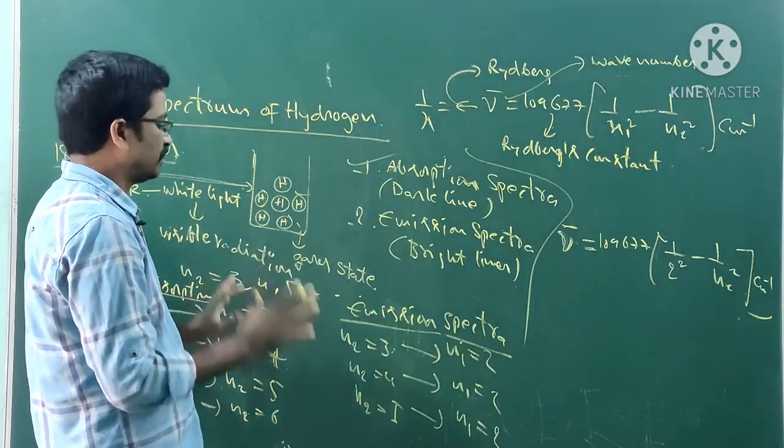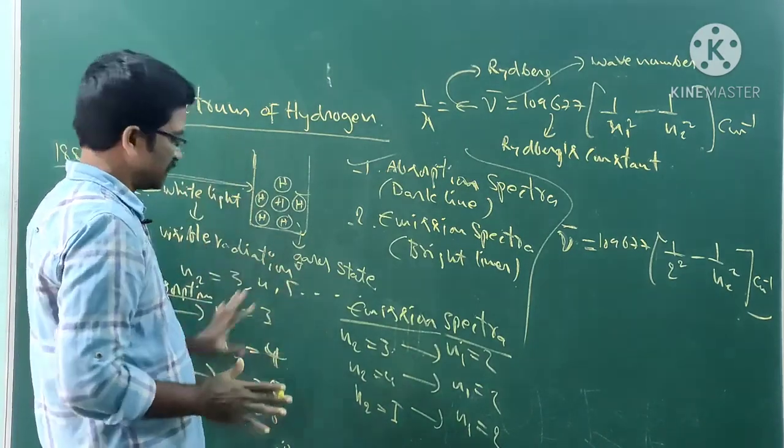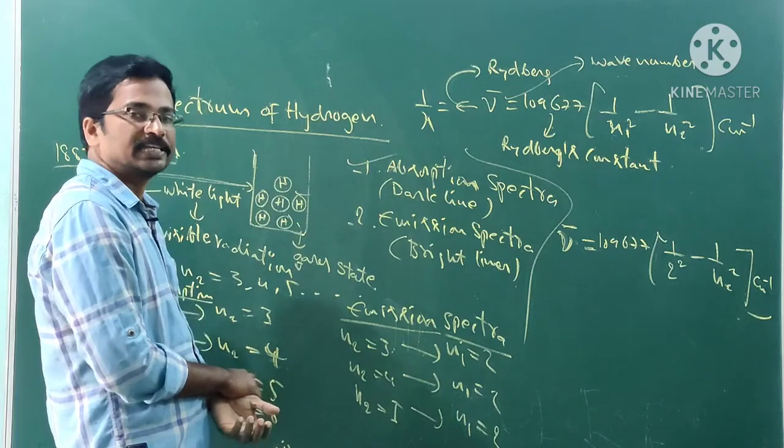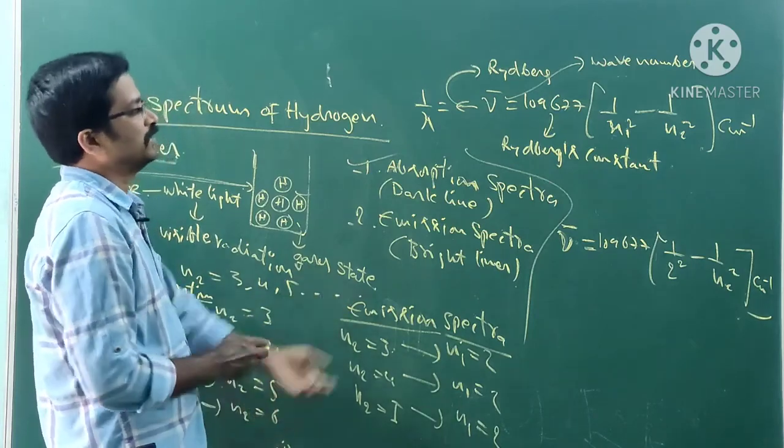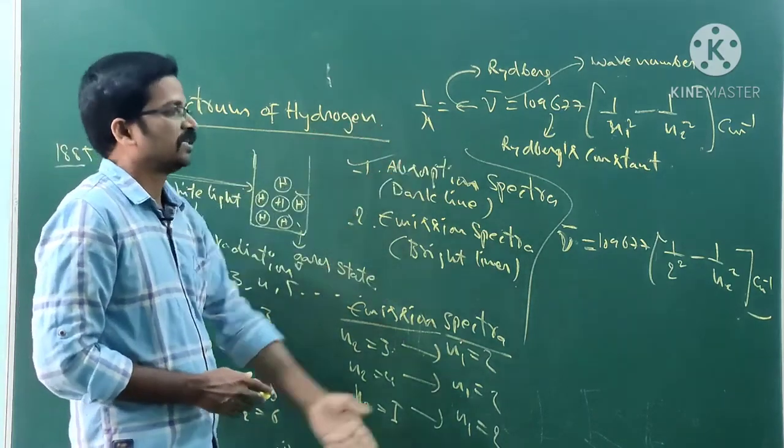Balmer first explained this type of spectrum by using the Rydberg equation. He drew this.